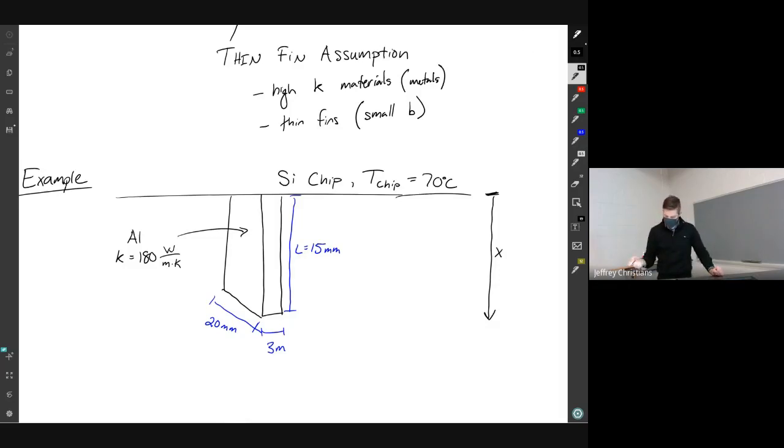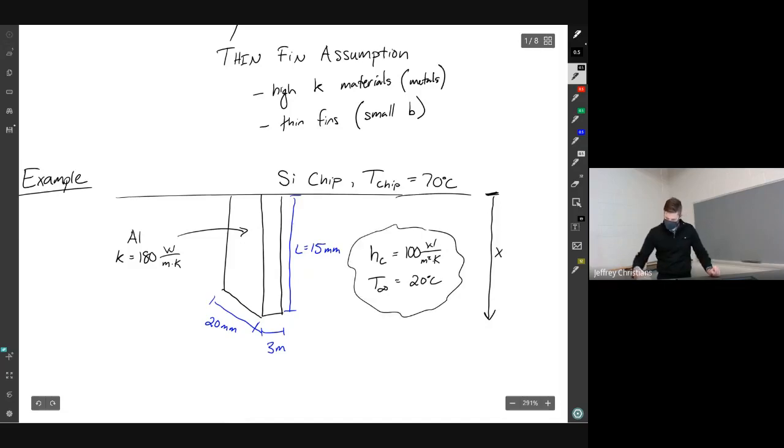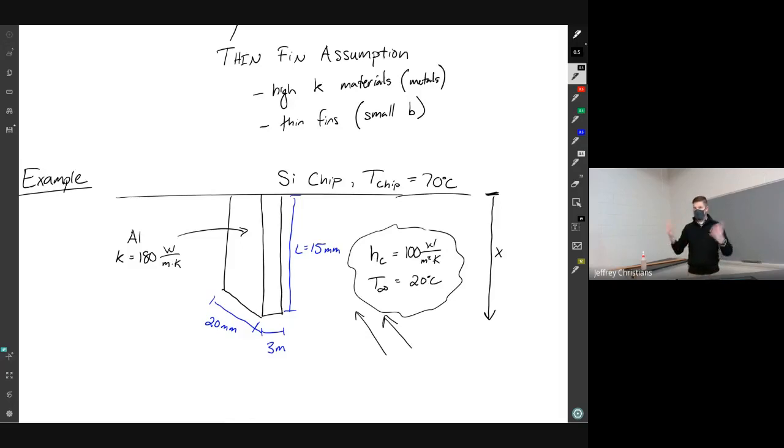And then we have convection happening at the surface of the fin. So the convection is happening the same everywhere. So I'll draw it. So h_c is 100 watts per meter squared Kelvin, and convection is happening with air at 20 C. Okay, so this is blowing along the fin, again, on all the surfaces.